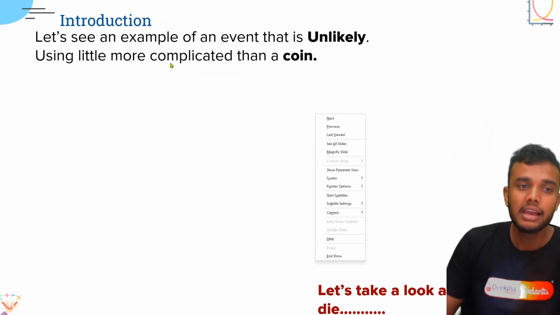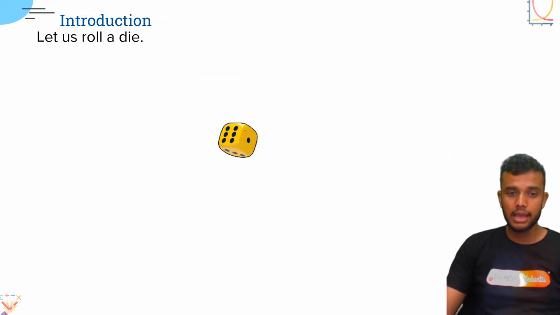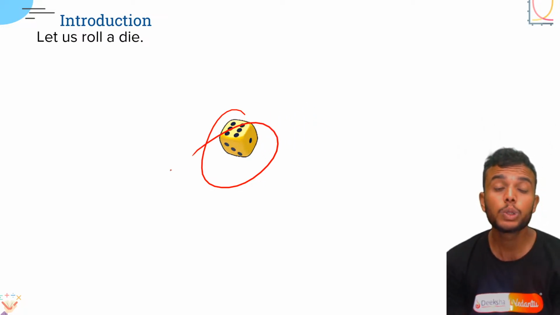Okay. Then let's see an example of an event likely to happen: rolling a die.